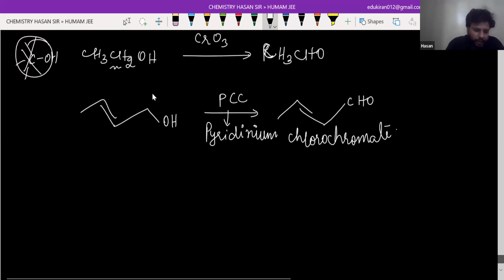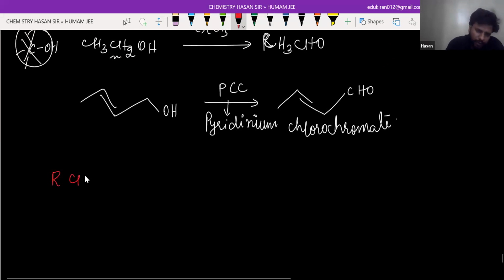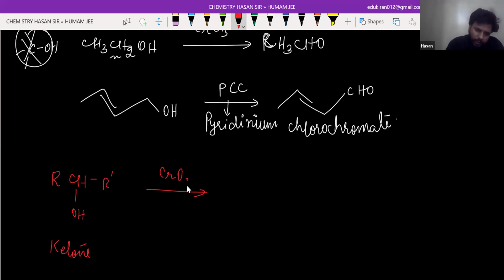Now, if you have secondary alcohol like this, RCHOH and R dash, this is your ketone. So you are going to use this mild oxidizing agent, CrO3. So you can see this hydrogen and this hydrogen will be eliminated, and it will form ketone. Very simple.